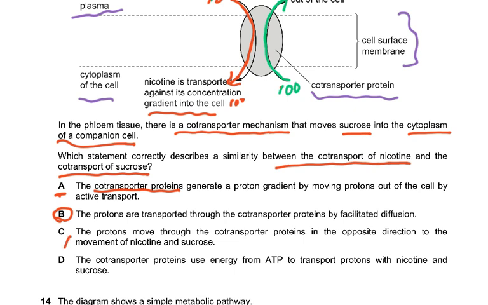Now, why is C wrong? Let's look at that. The protons move through the co-transporter protein. Again, that's wrong. And then the co-transporter protein uses energy. No, it's facilitated diffusion to transport protons with nicotine and sucrose. So they use energy from ATP? Actually, the hydrogen ions are pumped out, but this does not require energy. The co-transporter uses energy to transport protons with nicotine and sucrose. So that is why C and D are wrong.